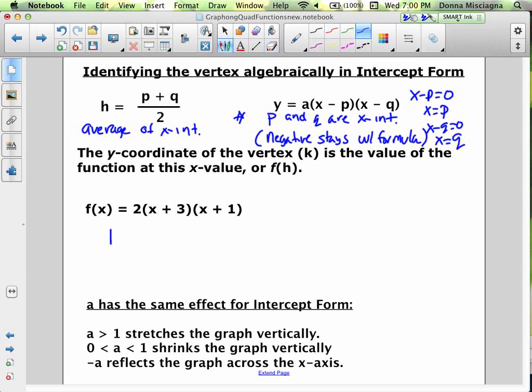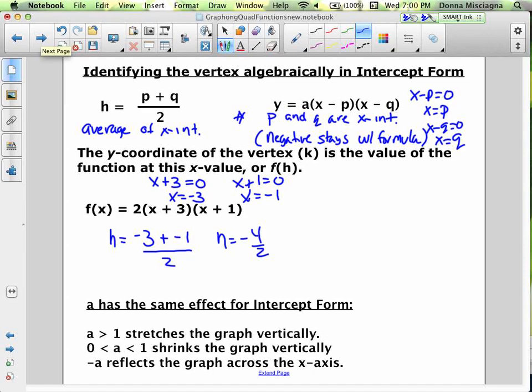All right, so to find h, I don't care about the 2. I just take the x-intercepts. x plus 3 equal to 0, so x is negative 3. That's one x-intercept. x plus 1 is 0, so x equals negative 1 is the other x-intercept. I add those two together and divide by 2. So h is equal to negative 4 divided by 2, which is negative 2.